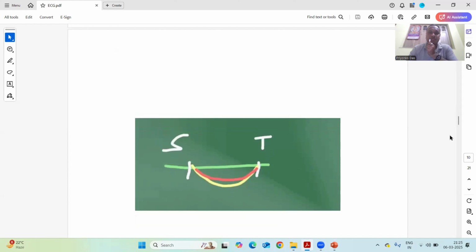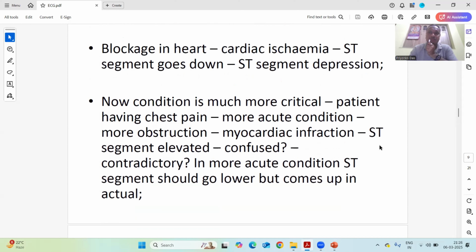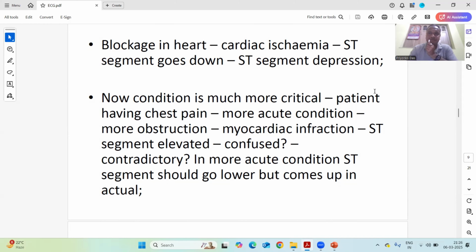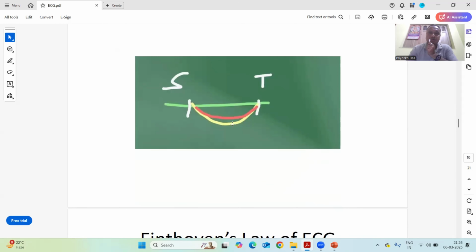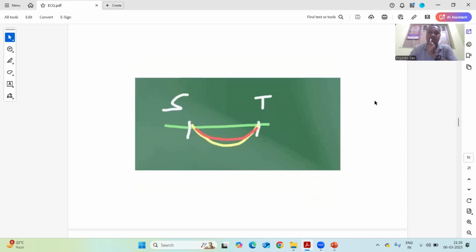So this is the ST segment I had taken. Last day I forgot to show this slide. In the normal condition, the ST segment should be a straight line like this, the green line. But in cardiac ischemia, that means when some blockage is there, the ST segment goes down like the yellow line, and in a much more ischemic condition, it comes up like the red line. So this was the particular condition. I forgot to show you this last day.